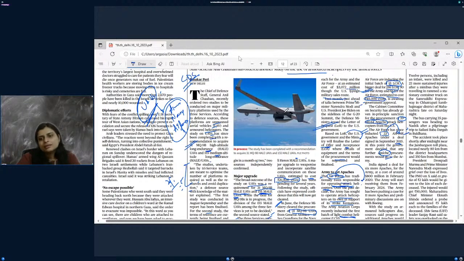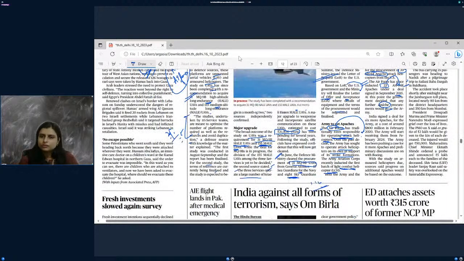Now India signed a deal for six more Apaches for the Army, and how much will these six more Apaches cost? These six more Apaches will be costing around $800 million. The army will start receiving them from February 2024. So the cost of 800 million is for how many Apaches? There are six Apache helicopters.